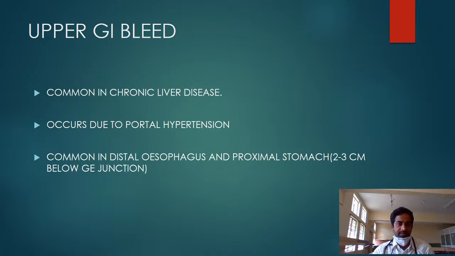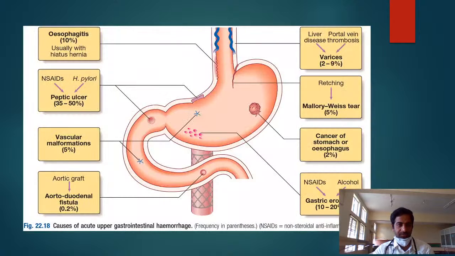Upper GI bleed is common in chronic liver disease. It occurs mainly due to portal hypertension. It is more common in the distal esophagus and proximal stomach. In the stomach, it's usually around 2 to 3 centimeters below the gastroesophageal junction. So that's how it's very common. It mainly occurs due to portal hypertension.